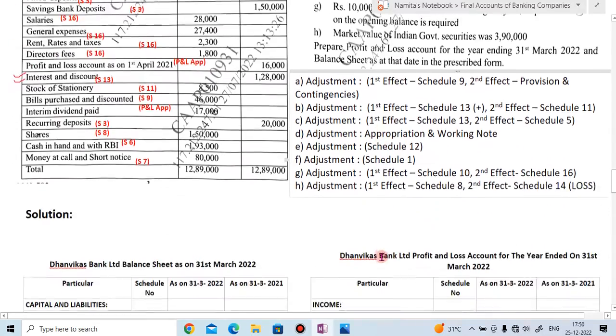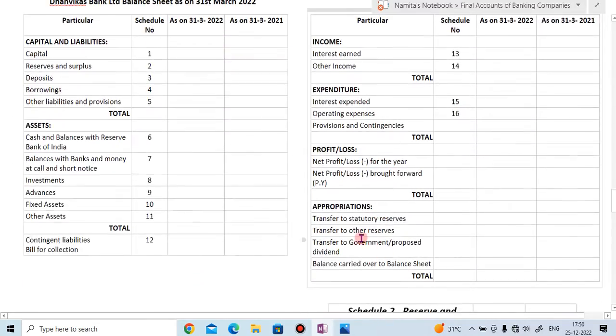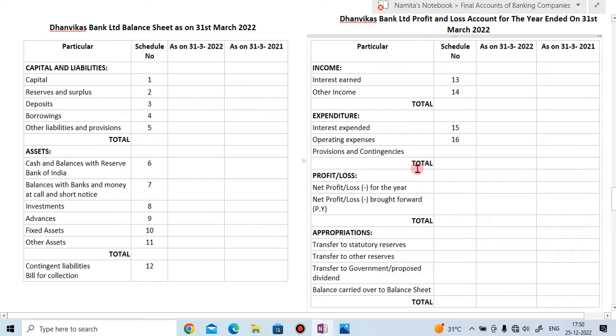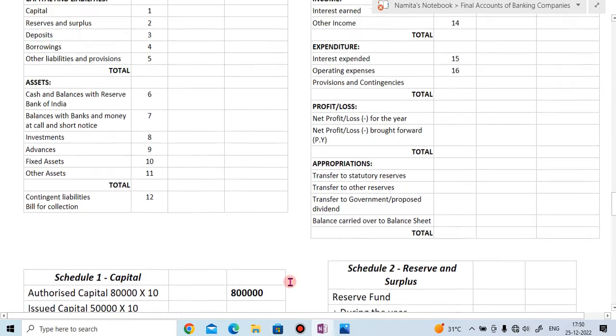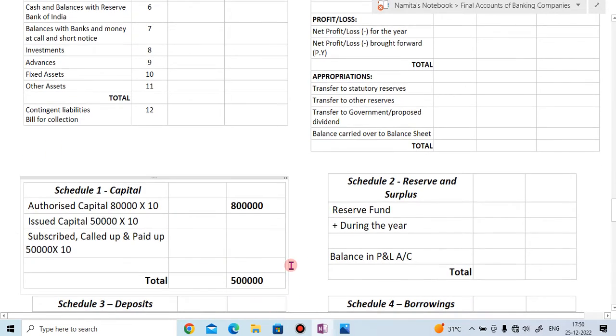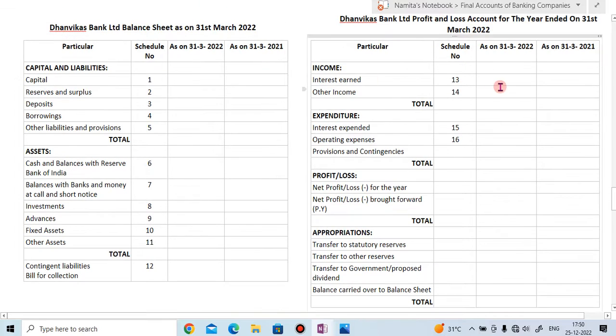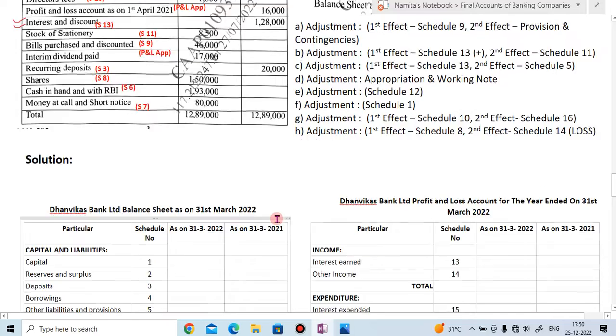Okay, now we'll solve the example. Now see, already you have prepared the format of the balance sheet and profit and loss account. Now in the balance sheet and profit and loss account, you don't have to do any working notes. You will do all the working notes in their respective schedules. Okay, and here only the final total will come in the balance sheet and in the profit and loss account, right?